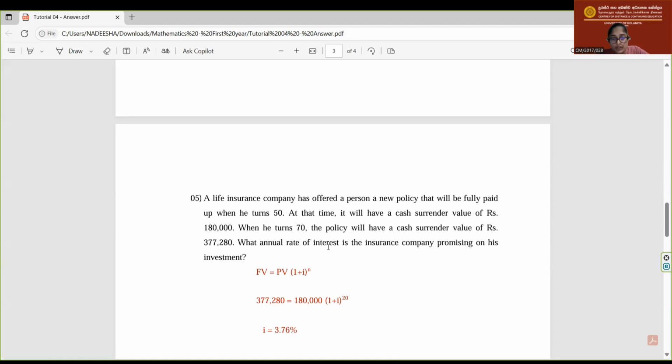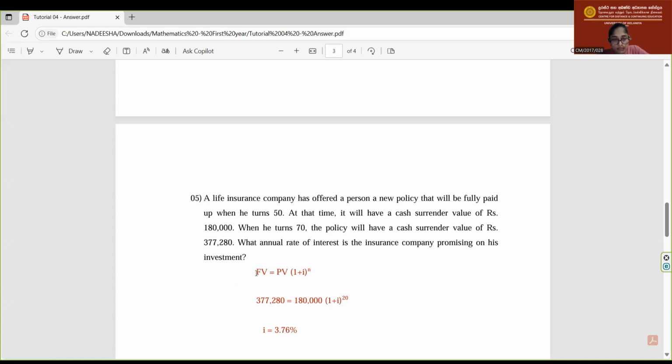What annual rate of interest is the insurance company promising on his investment? So here, is there an ordinary annuity or annuity calculation? No, no, no. It's a future value thing. Therefore, the question is not directly asking for the future value or present value, but you have to have the understanding of that. There are no end or beginning terms attached. Therefore, it's a question of finding the interest rate.